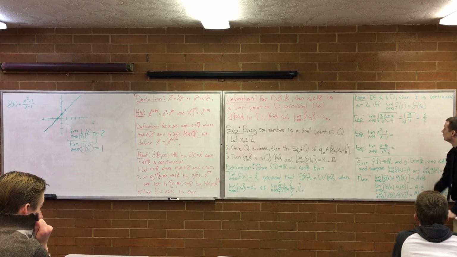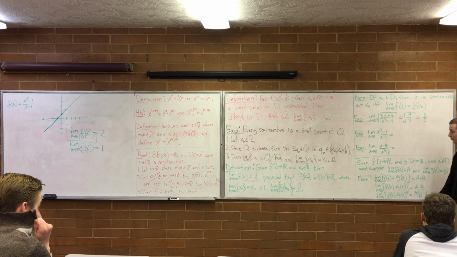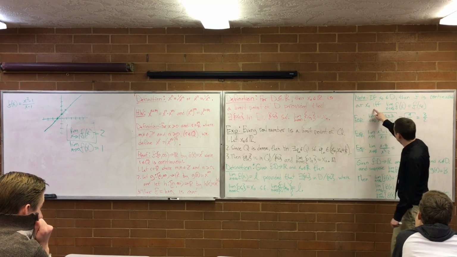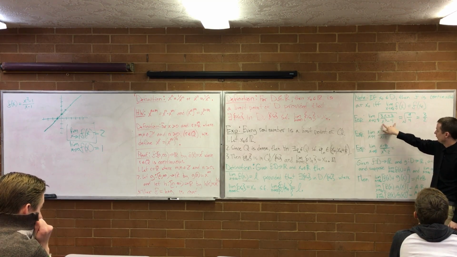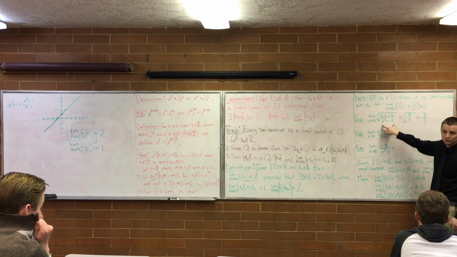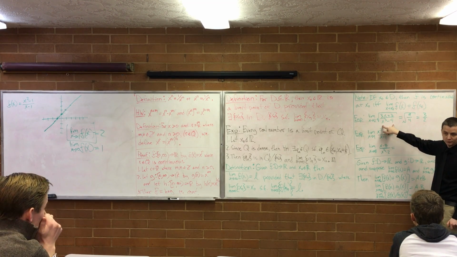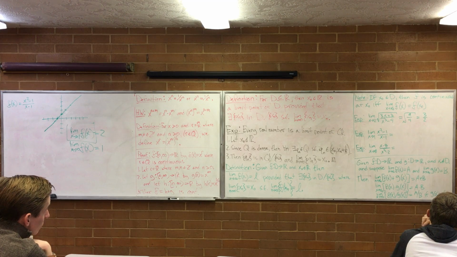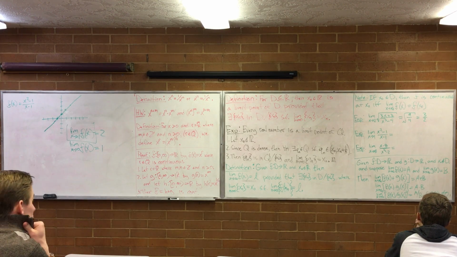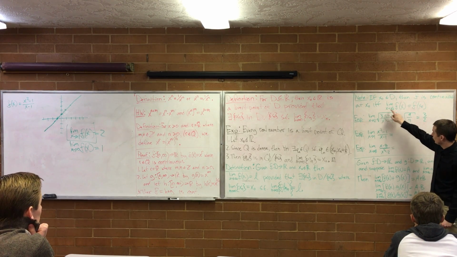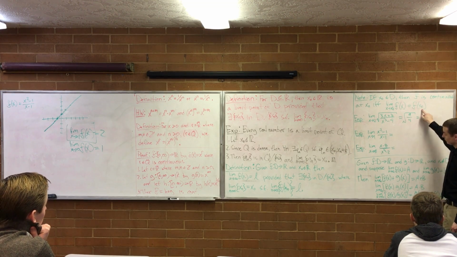Okay, so now let's do examples where we actually find the limits of some things. What's the limit as x approaches 2 of this function? Well, that's really easy. It's just the value of the function. Just plug in 2. Because the limit as x goes to x naught of f of x is just going to be f of x naught.